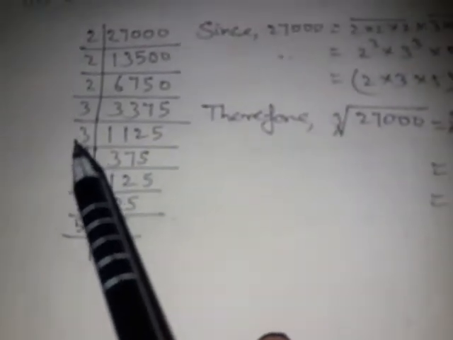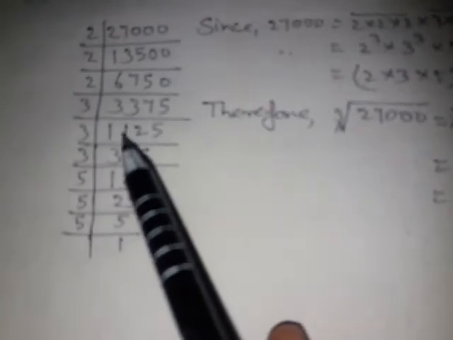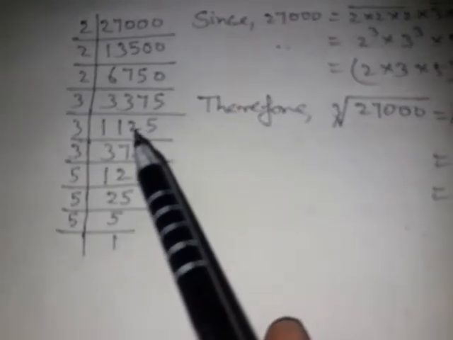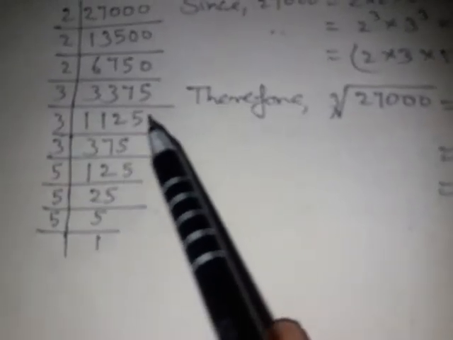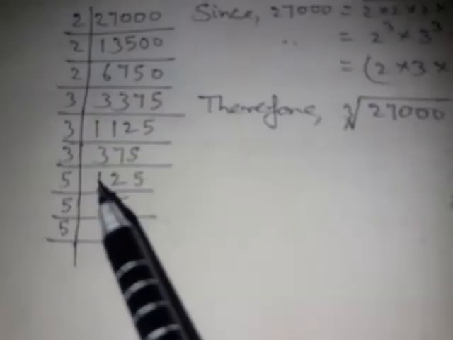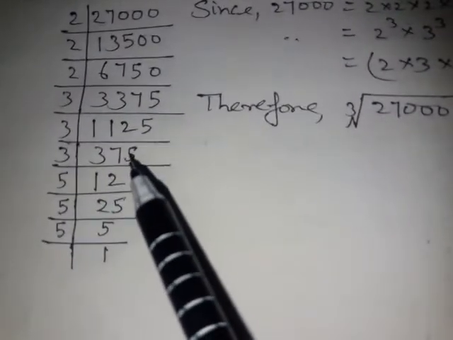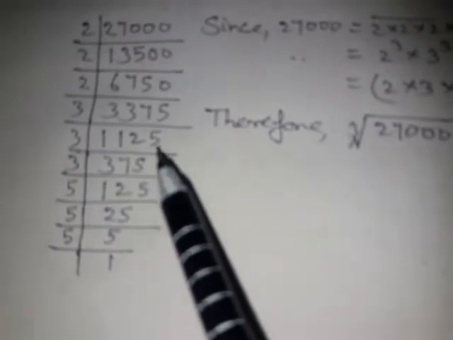Now divide by 3. 3 3s are 9, 3 7s are 21, 3 5s are 15, 3 1s are 3, 3 2s are 6, 3 5s are 15.